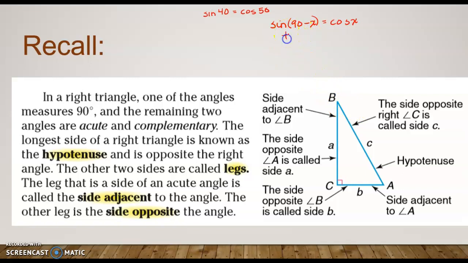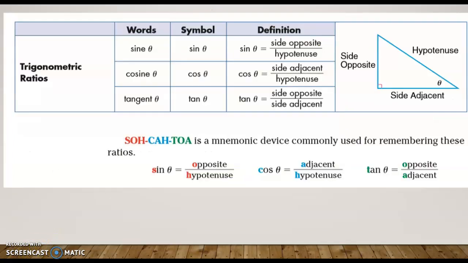The cofunctions: the tangent of 90 minus x is also equal to the cotangent of x, just like the 40 and the 50 are complementary. And your secant of 90 minus x is going to equal the cosecant of x. Those are your cofunctions. To remember sine, cosine, and tangent, people use SOHCAHTOA: opposite over hypotenuse, adjacent over hypotenuse, and opposite over adjacent. That probably goes back to middle school, the first time you saw that.